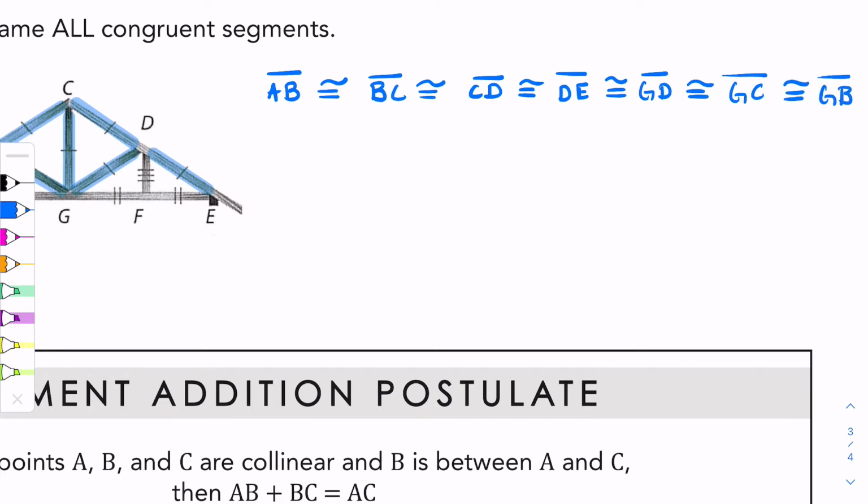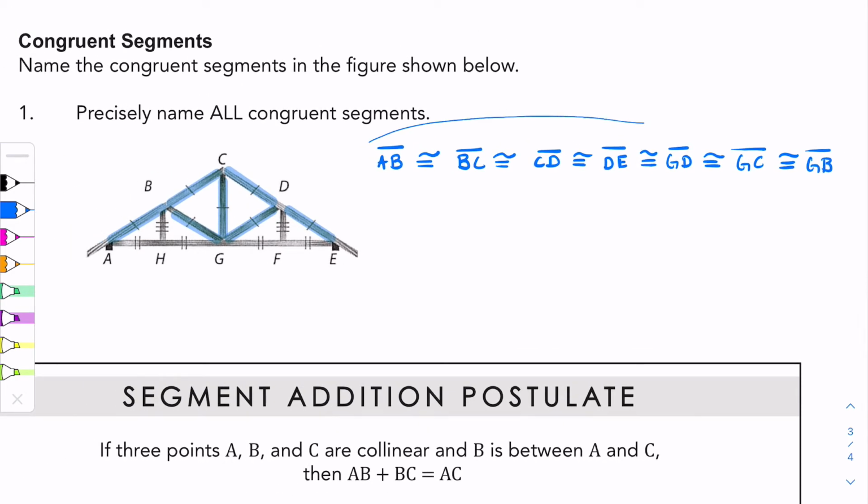So we have a lot of congruent segments here. All of these would be equal to each other. So if we had an actual length there, say they were all 6 feet, every portion of this figure that has that one slash mark would be 6 feet.